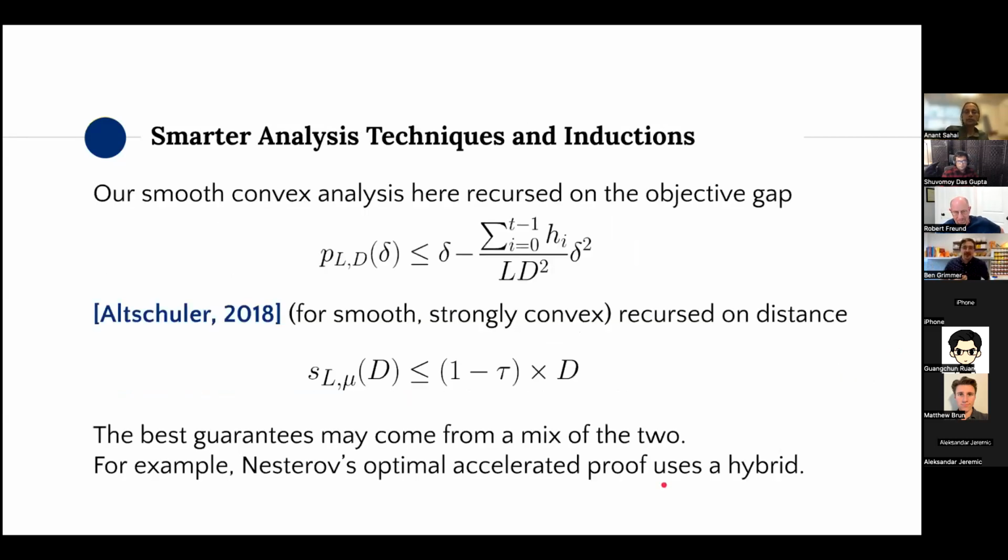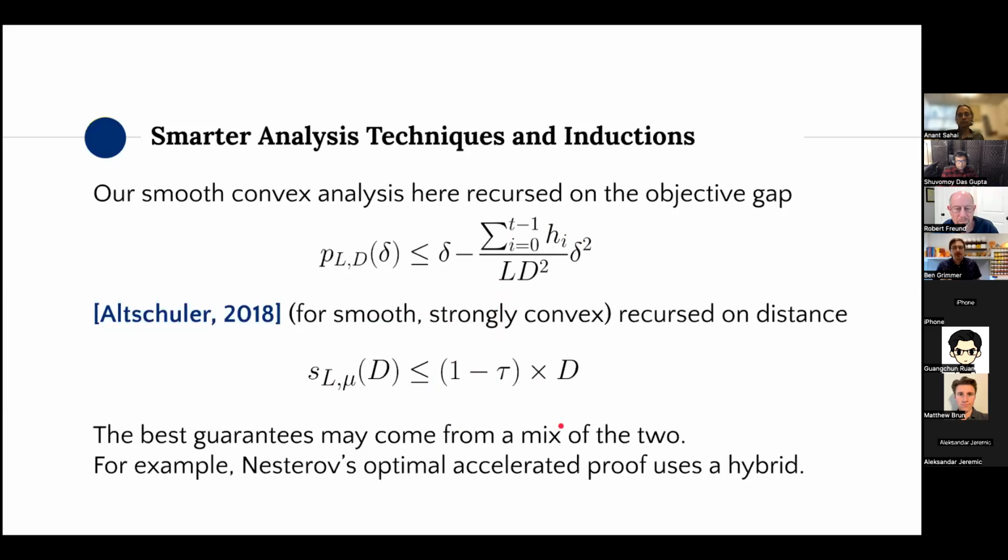Additionally, I think my proof technique here is likely not the best technique. Right? So this is the technique I could write theorems for. The thing you can prove is better than the thing you can't prove. But my convergence here just argues that the objective gap shrinks. You could make proofs that look at recursions on the distance to optimal, like the strongly convex smooth kind of previous works. The best thing is probably a mixture of the two.